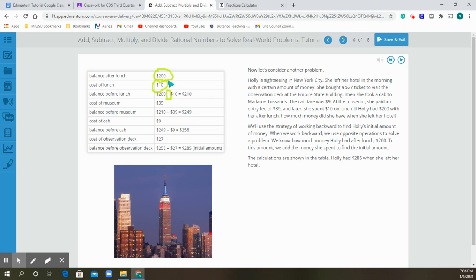So they continue to add up to find out how much she started with, even though the words that are used are subtract, subtract, subtract. She spent, she spent, she spent.